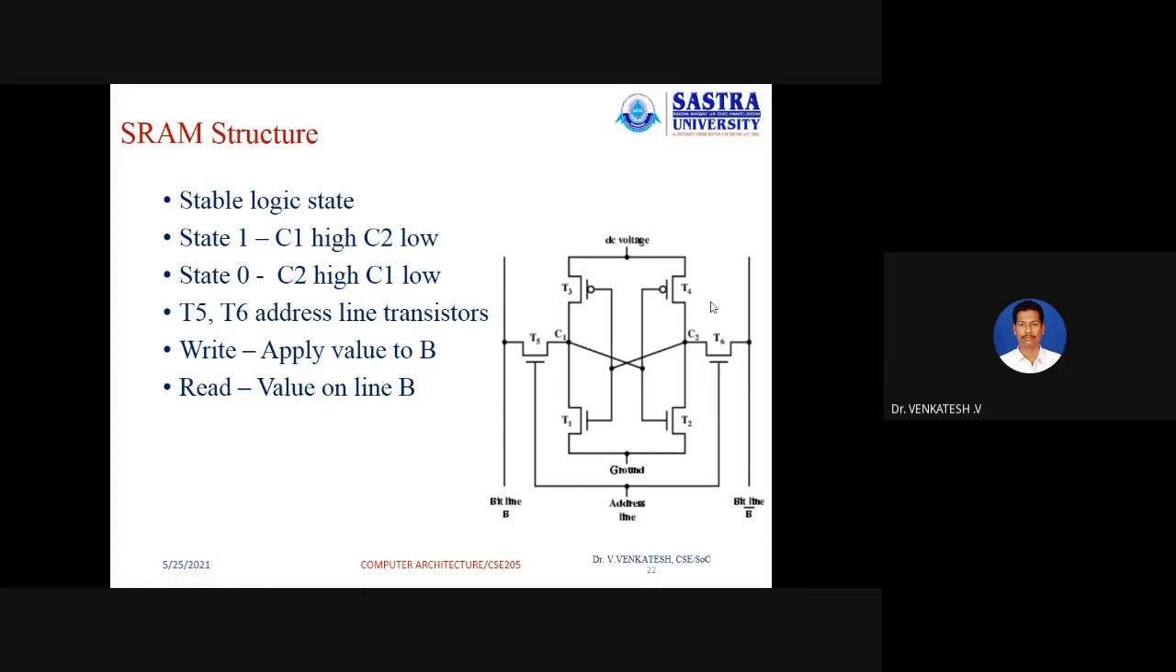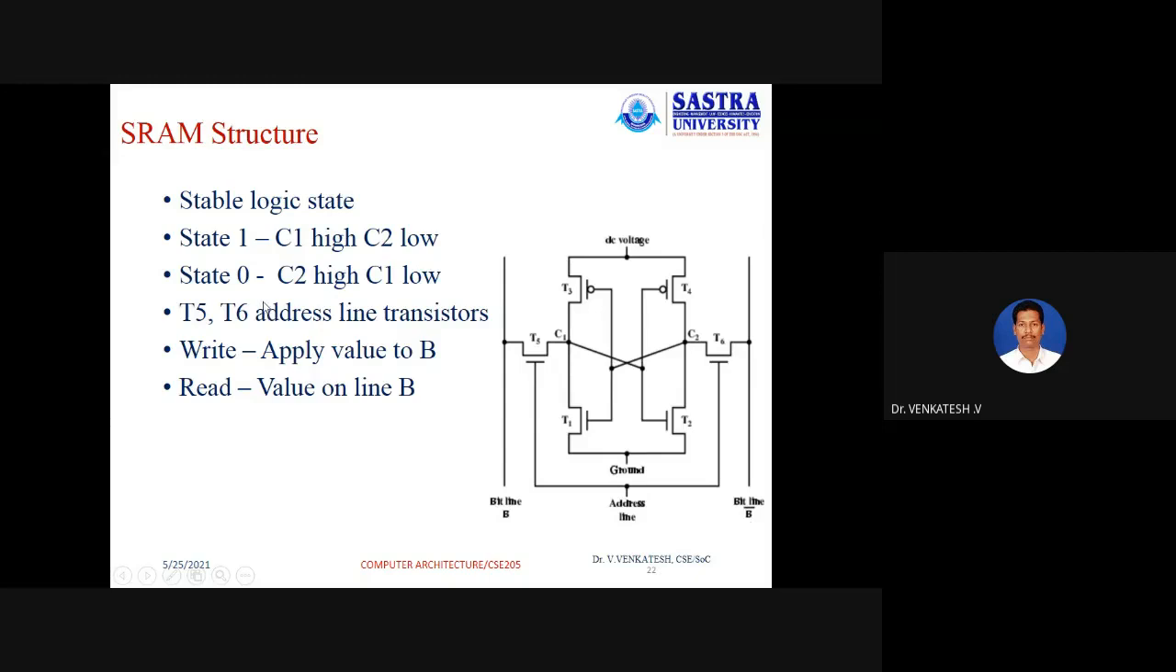Okay, so these transistors form a back-to-back inverter. We call it a back-to-back inverter that is going to store the data, the logic state. So we have C1. When C1 is high and C2 is low, we get state 1. If I want to store 1 here, I have to make the bit line value high, and the inverter line is going to be 0. In that case, I will get the value 1.